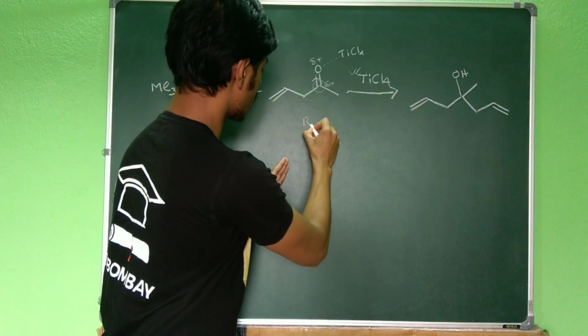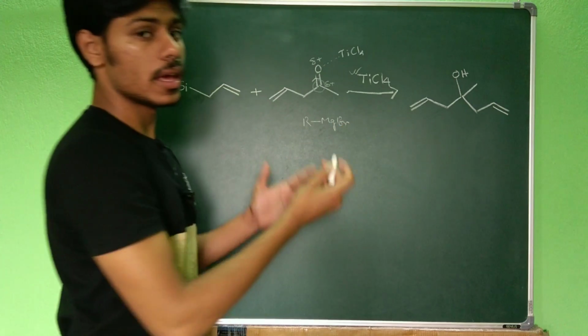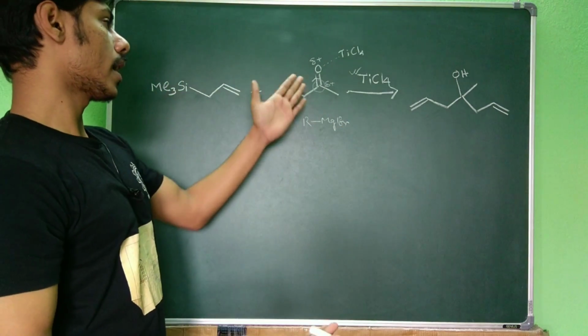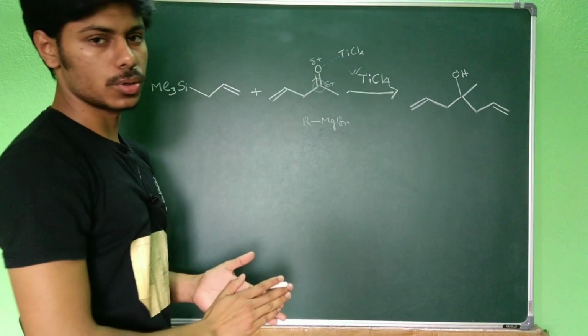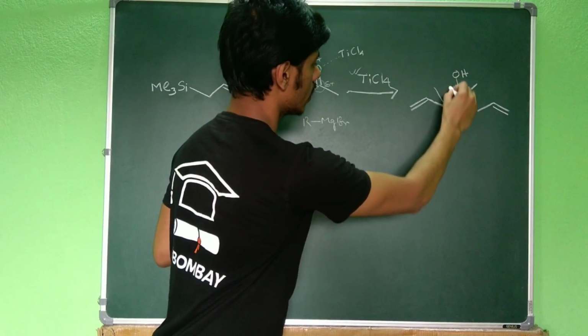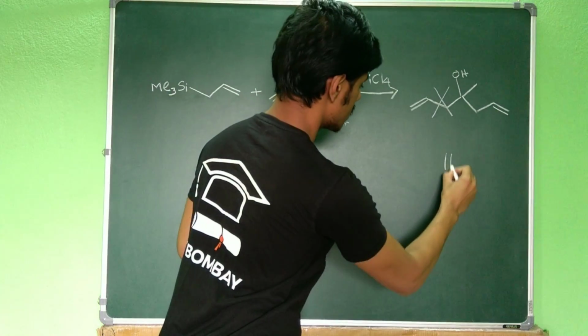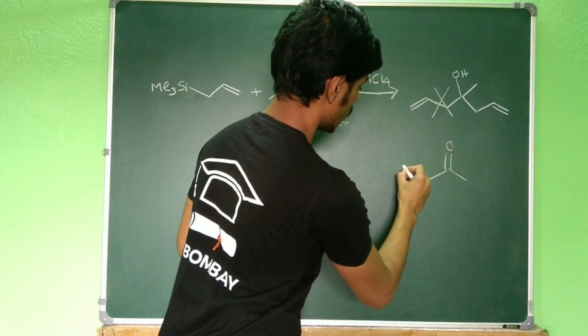And if you use a Grignard reagent, for example RMgBr like this, then yeah, the reaction will be favored on this 1,2 position. But with this silicon reagent, you will not get this product. Instead, you will get a product like this.